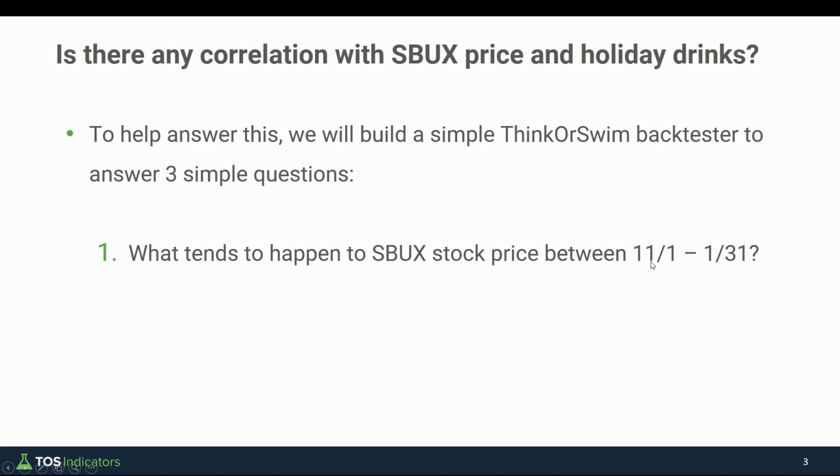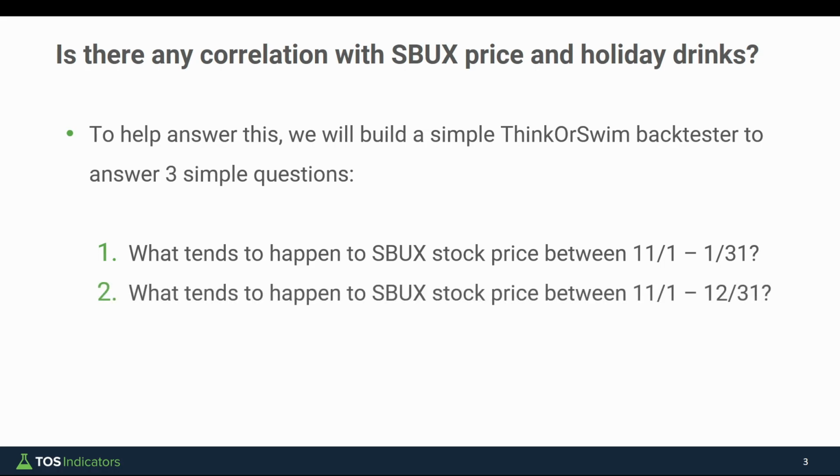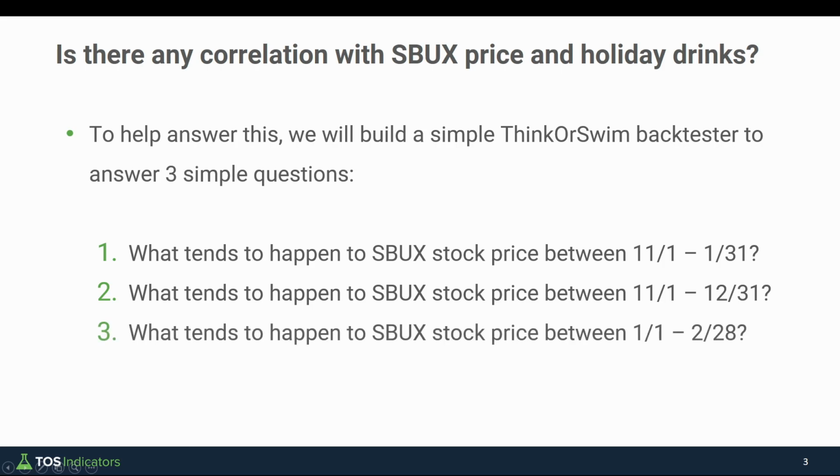So what tends to happen between November and January, which is the entire holiday season, and a little bit more at both the beginning and the end in terms of days. The second is shrinking that down to just December 31st: what tends to happen from November 1st to December 31st. And the last question is, in the event that the effect of these holiday drinks actually takes place after the season has ended, we'll also test what tends to happen in January along with February, going to the end of February, depending on leap year or no leap year.